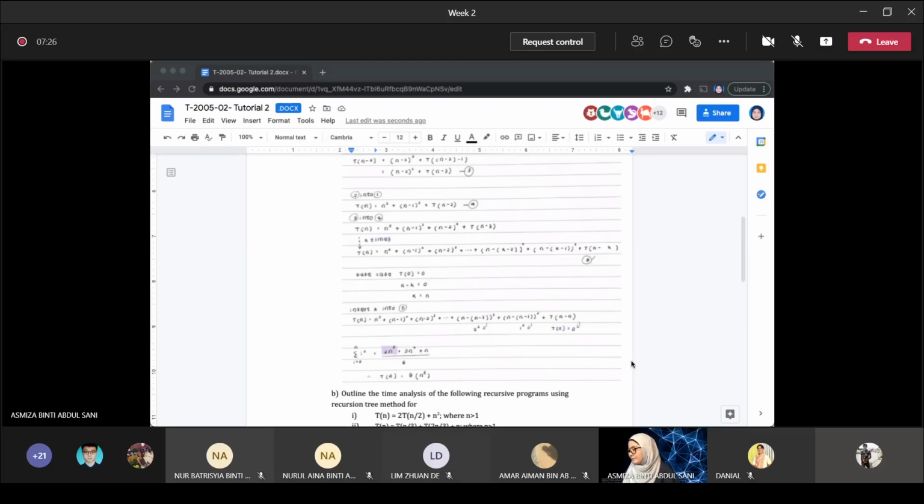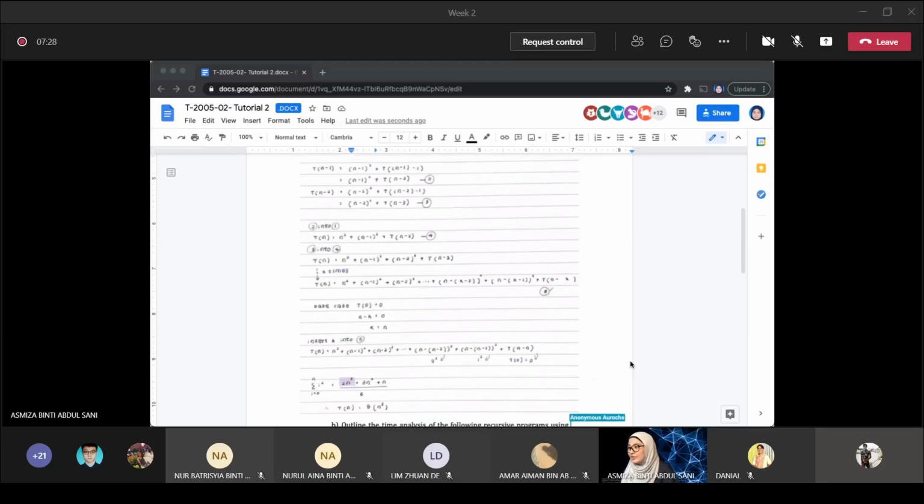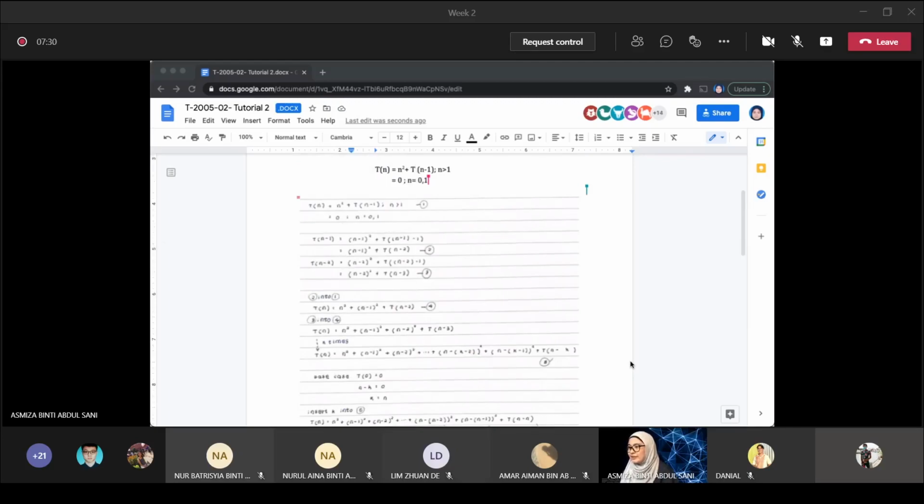Okay. One of your friends has shared their answer here. Let's go through this together and see whether you have the same answer or a different answer. So we have T(n) = n² + T(n-1), where n is more than 1. This will be our first equation.